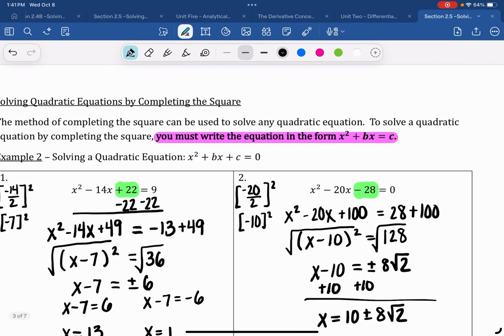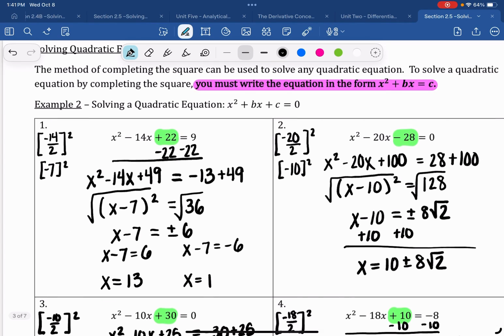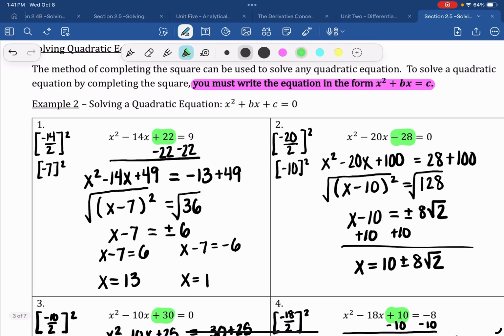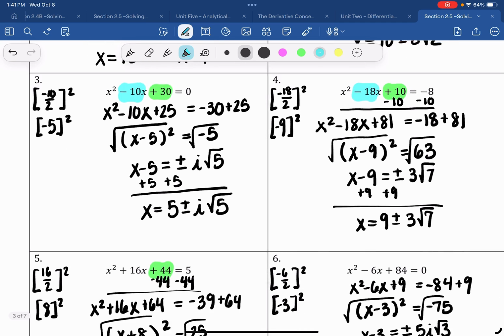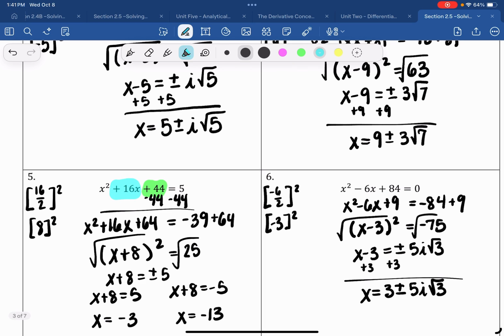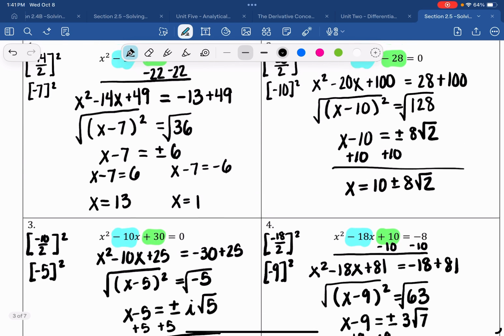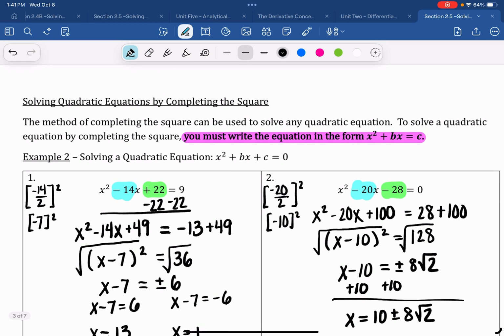So far, all the problems that we were solving by completing the square had a b term that was even. So when we took our b term and divided it by 2, we were always working with an integer as part of our solution. So every single example we did, positive b terms. So now what we're going to do is work on solving quadratic equations using completing the square, but our b term is going to be odd.